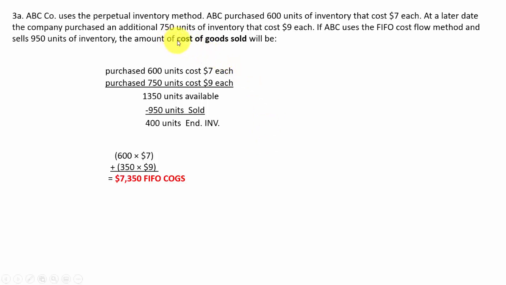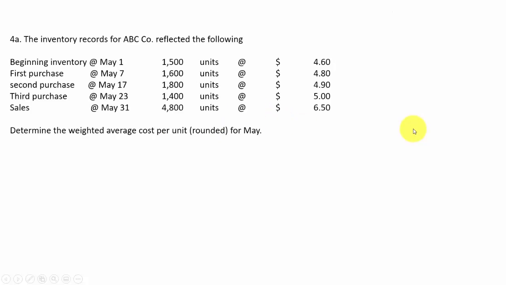For example, if they said, we want to know what's the amount of ending inventory, then since we've sold all of these and we've sold 350 of these, it looks like we'd have 400 left of these as our ending inventory, but they don't want to know that. So right there, 400 left of those at $9, but they want to know the cost of goods sold. And by the way, the ending inventory and the cost of goods sold are two sides of the same coin. So keep that in mind. Let's go to the next question.